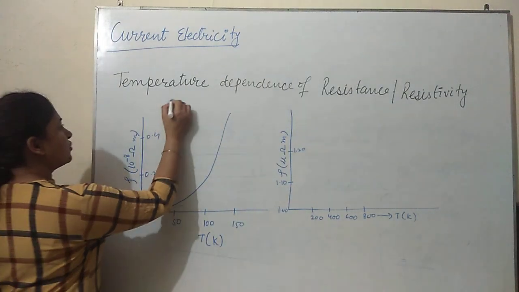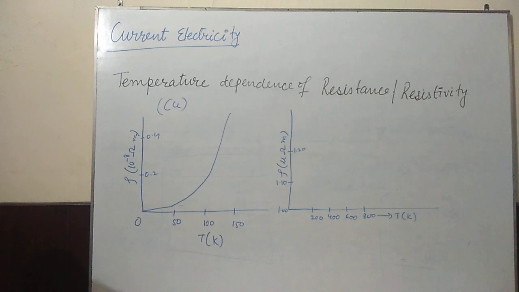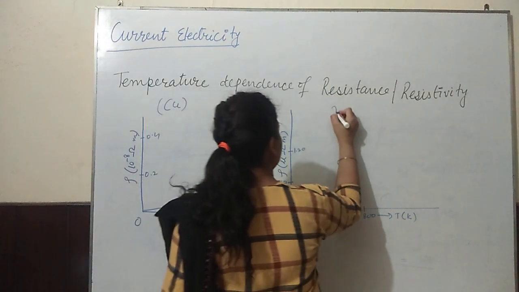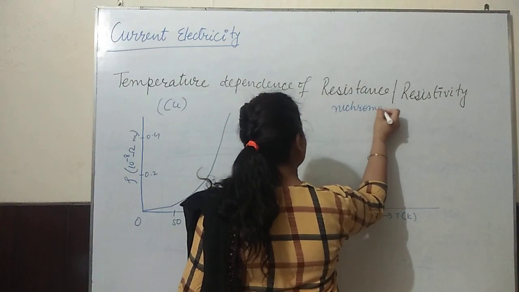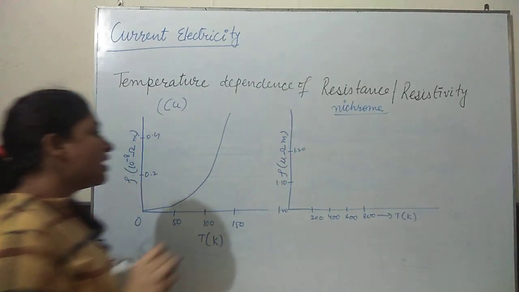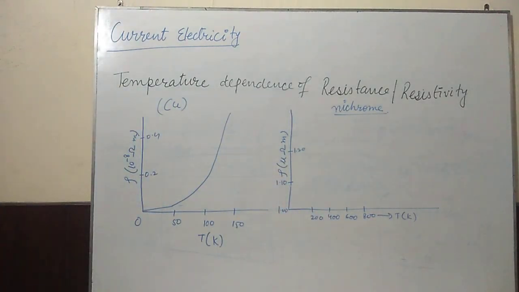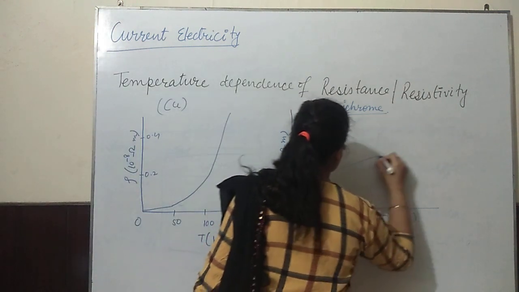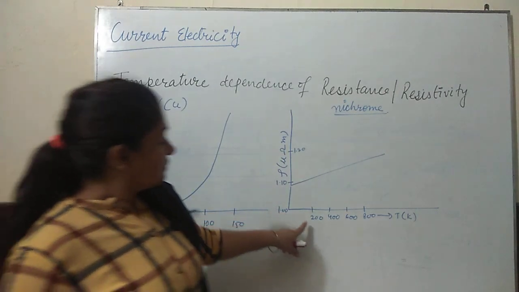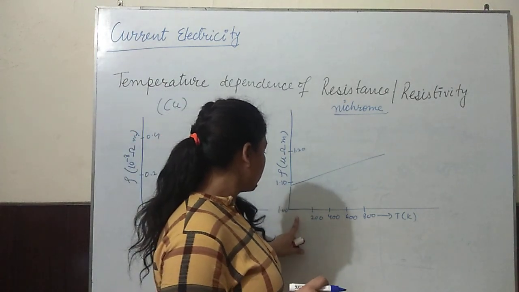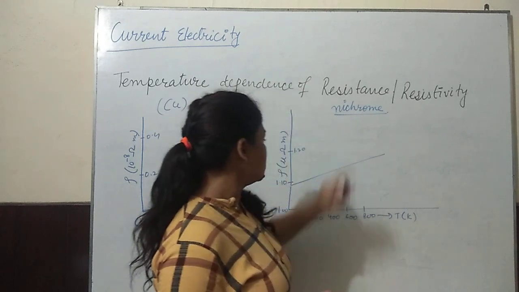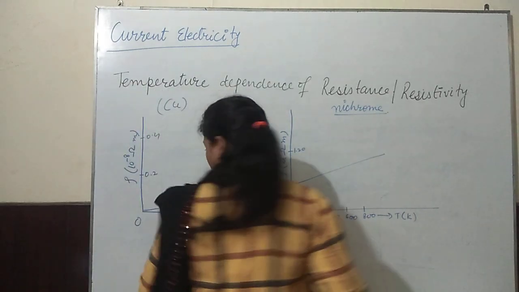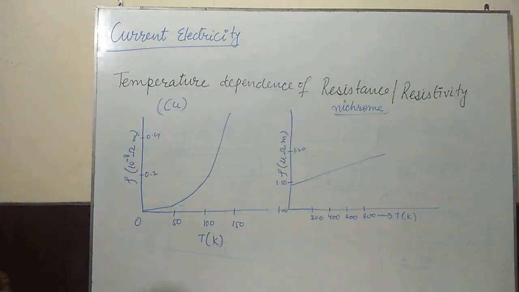So this was the graph for copper, and the second graph I am going to draw for the material nichrome, which is an alloy. And the graph is, you will see that there is not much change in the resistivity of the material, and for this large variations in the temperature, the graph is like this. If the temperature is going to increase from 200 to 800, there is not much change in the value of the resistivity. And one third more graph we are going to draw for the semiconductors.